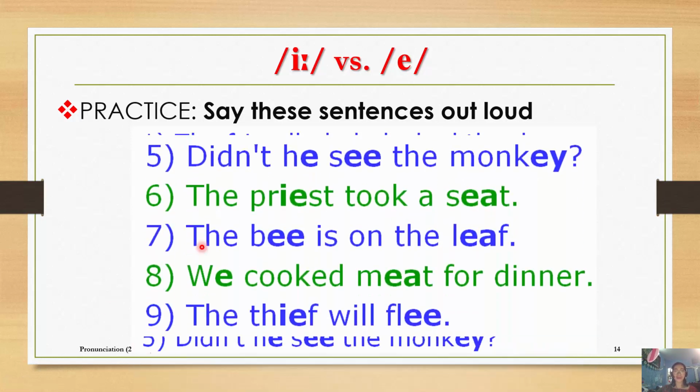Number 6. The priest took the seed. 7. The bee is on the leaf. 8. We cooked meat for dinner. 9. The thief will flee. Now you try. Listen and repeat. 6. The priest took a seed. 7. The bee is on the leaf. 8. We cook meat for dinner. 9. The thief will flee.